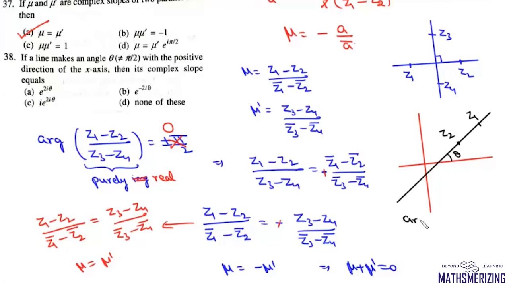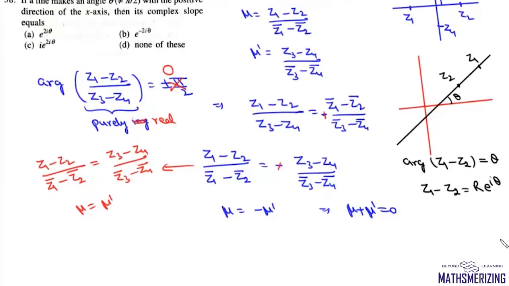Now the argument of Z1 minus Z2 is theta. That means Z1 minus Z2 will be some r into e to the power iota theta. Now if we take its conjugate, Z1 bar minus Z2 bar will be r into e to the power minus iota theta.